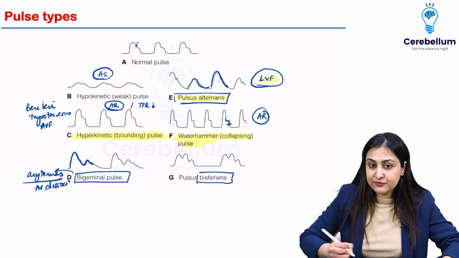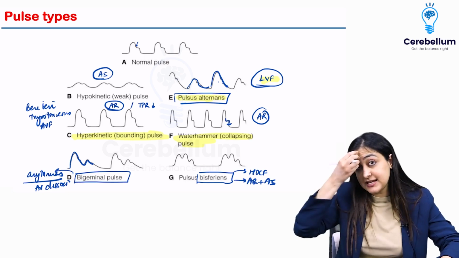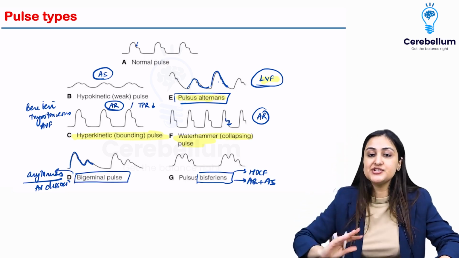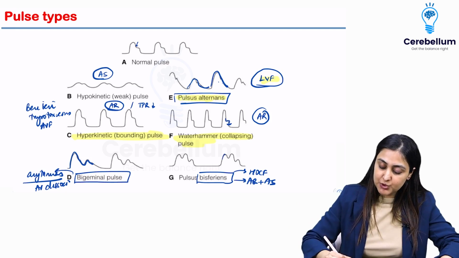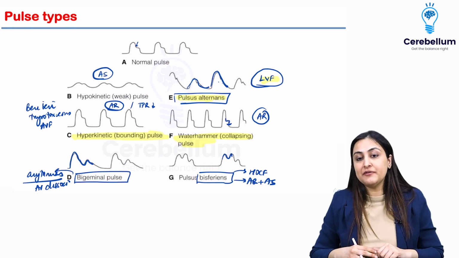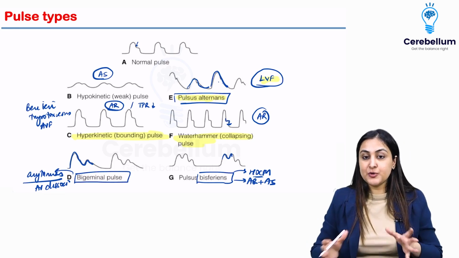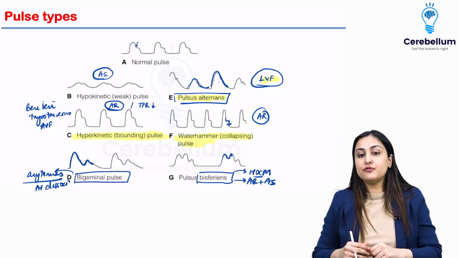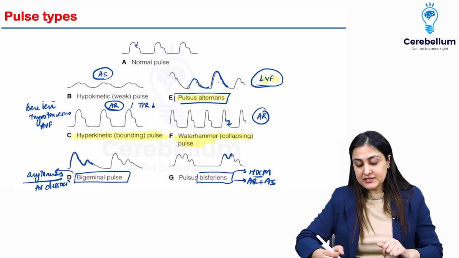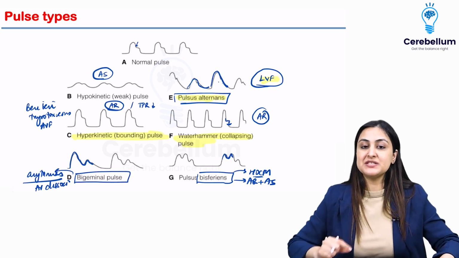On the other hand, bisferiens is seen in high output cardiac failure or when you have an element of AR plus AS, aortic regurgitation with aortic stenosis. In both of these cases, while you're pumping out, during the outflow only you have obstruction. That's why in HOCM, hypertrophic obstructive cardiomyopathy, because you have an outflow tract obstruction, you are going to have this. At the peak, you're going to have this depression. So this is bisferiens.